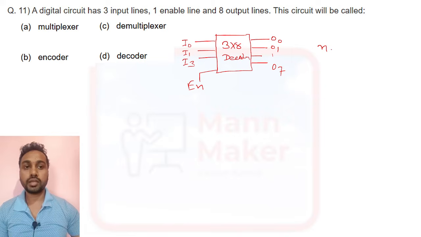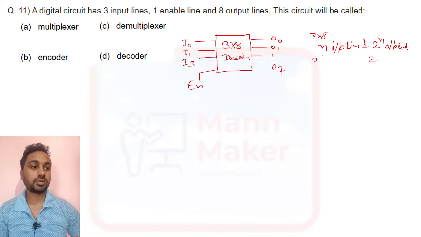If we are talking about an n-bit decoder, it has n input lines and 2 to the power n output lines. Just remember, if you are talking about a 3 into 8 decoder, n is 3, so 2 to the power 3 is 8. So 8 output lines will be there for a decoder circuit.